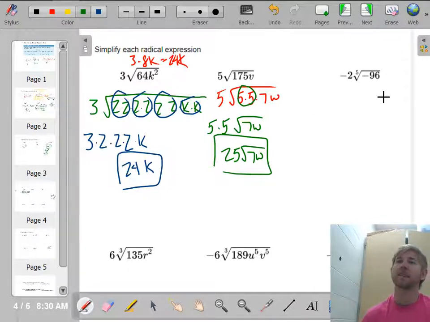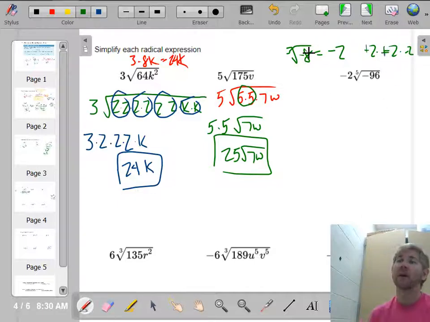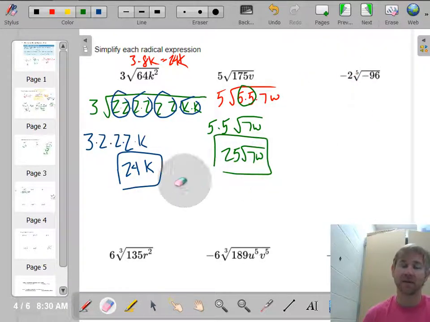Next one's kind of tricky. It's a negative, so sometimes you're like, negatives? You can't do negatives under roots. You can't do even roots of negatives, but you can do odd roots. For example, the cube root of negative 8 is negative 2, because negative 2 times negative 2 times negative 2, you'll have an odd amount of negatives. 2 times 2 is 8, and the negatives will cancel out, but 1 will survive. So be careful here. When you have an odd root, you can have a negative radicand, the part underneath the radical.